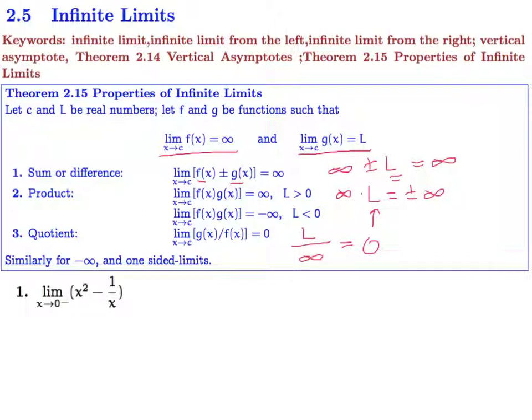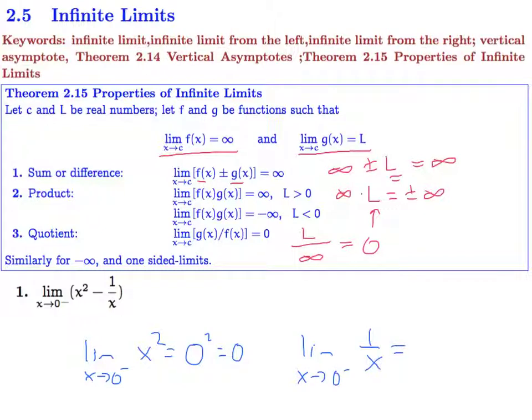So let's look at, suppose we want to compute the limit as x approaches 0 from the left side of x squared minus 1 over x. Well, what we can do is break this up. I know that the limit, as x approaches 0 from the left, of x squared is just going to be 0. This is a simple polynomial, so I can just directly substitute in 0 squared and get 0. No muss, no fuss.